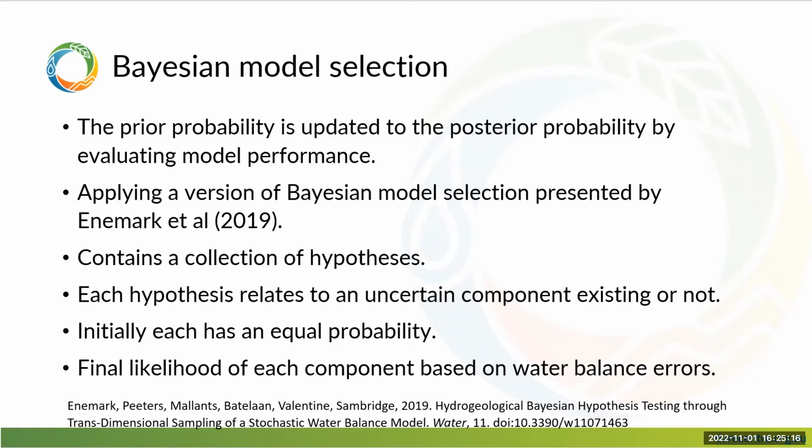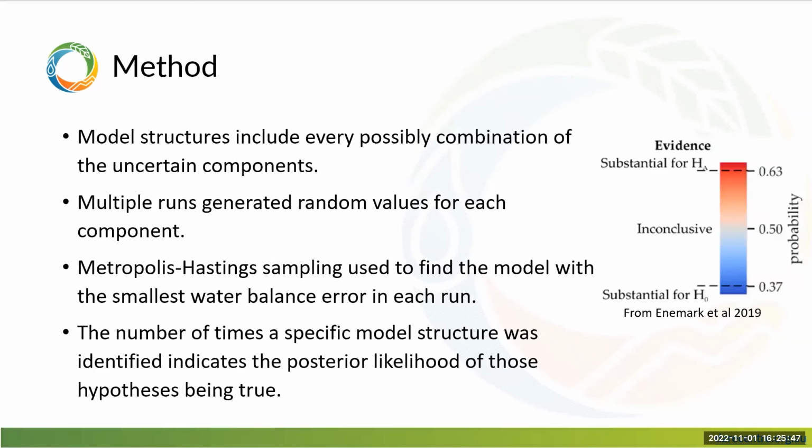In this particular case, we used a version proposed by Enemark, where we have a collection of hypotheses. Each hypothesis has a null hypothesis saying an uncertain component doesn't exist or impact the aquifer, as well as the positive hypothesis that yes, it is having an impact. Initially, each has an equal probability, and then we come up with a final likelihood of each component based on water balance errors.